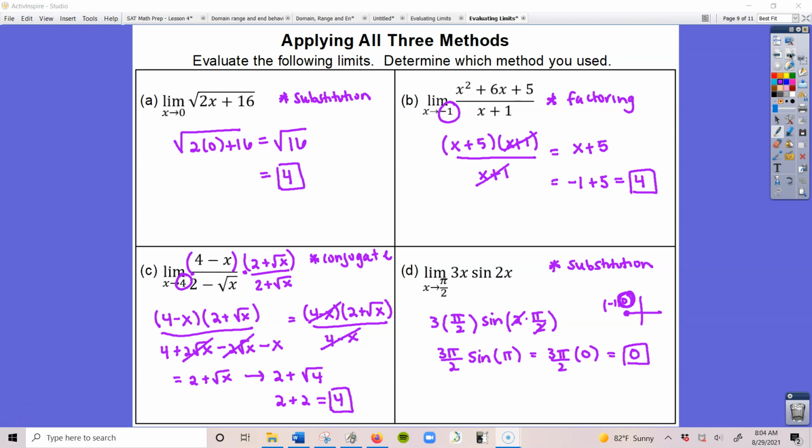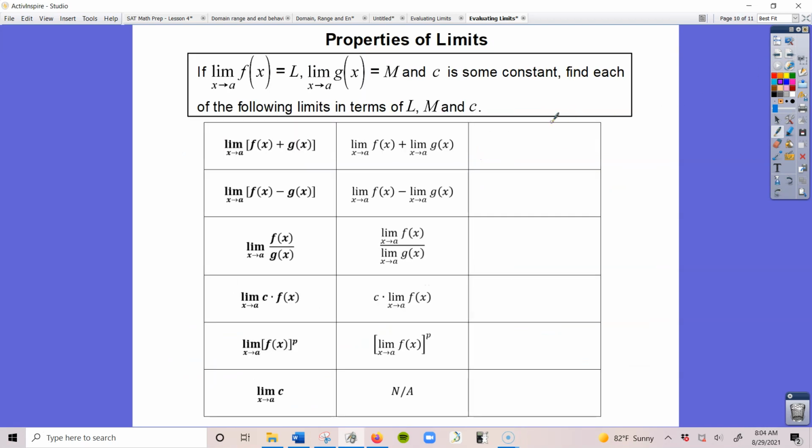Now let's look at some properties of limits. Here we have, if the limit as x is approaching a of f of x is equal to L, and the limit as x is approaching a of g of x is equal to m, and c is some constant, find each of the following limits in terms of L, m, and c. So L and m represent some answers: L is the limit for f of x, and m is the limit for g of x. If we have a limit expression that looks like this, where you have the limit as x is approaching a, look at how these limits are both approaching a.